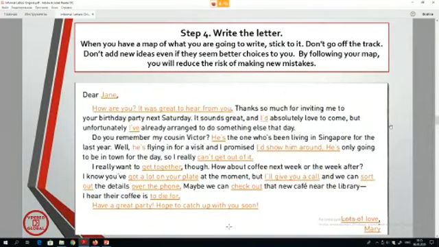Here's an example to our assignment. So, dear Jane, how are you? It was great to hear from you. Thanks so much for inviting me to your birthday party next Saturday. It sounds great, and I absolutely love to come, but unfortunately I've already arranged to do something else that day. Do you remember my cousin Victor? He's the one who's been living in Singapore for the last year. Well, he's flying in for a visit, and I promised I would show him around. He's only going to be in town for the day, so I really can't get out of it.